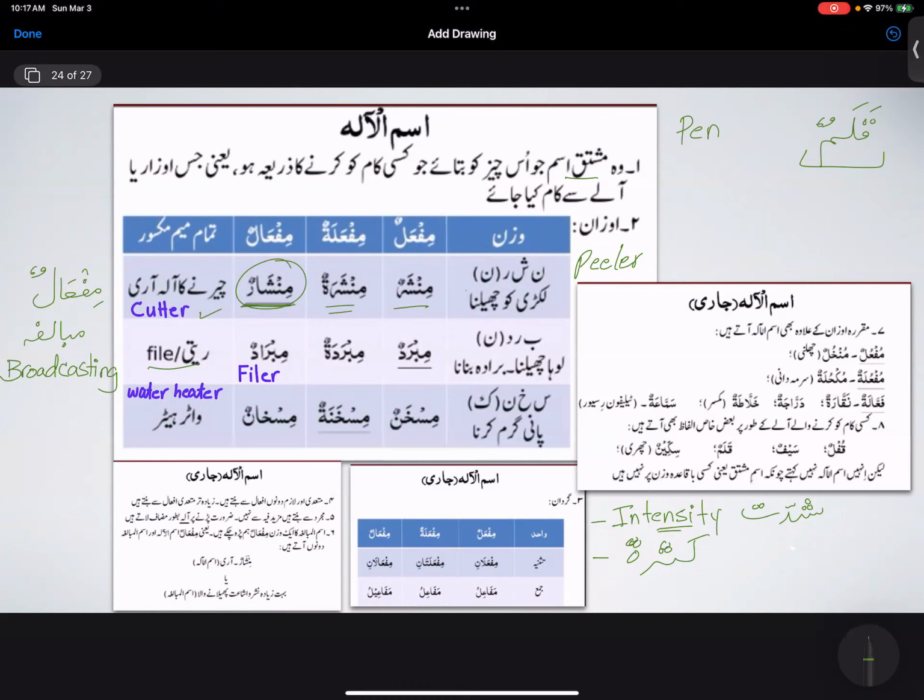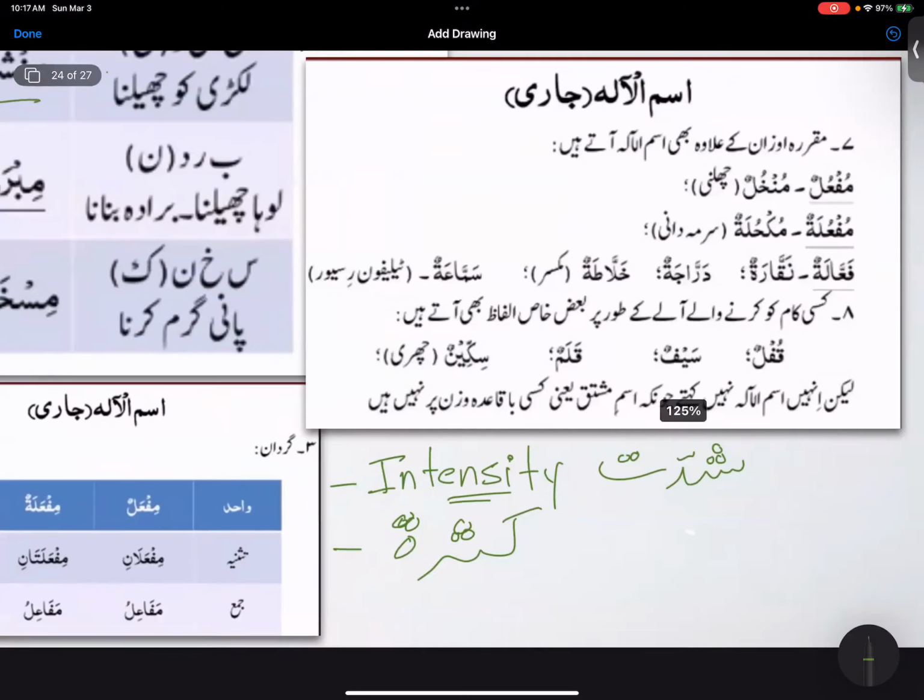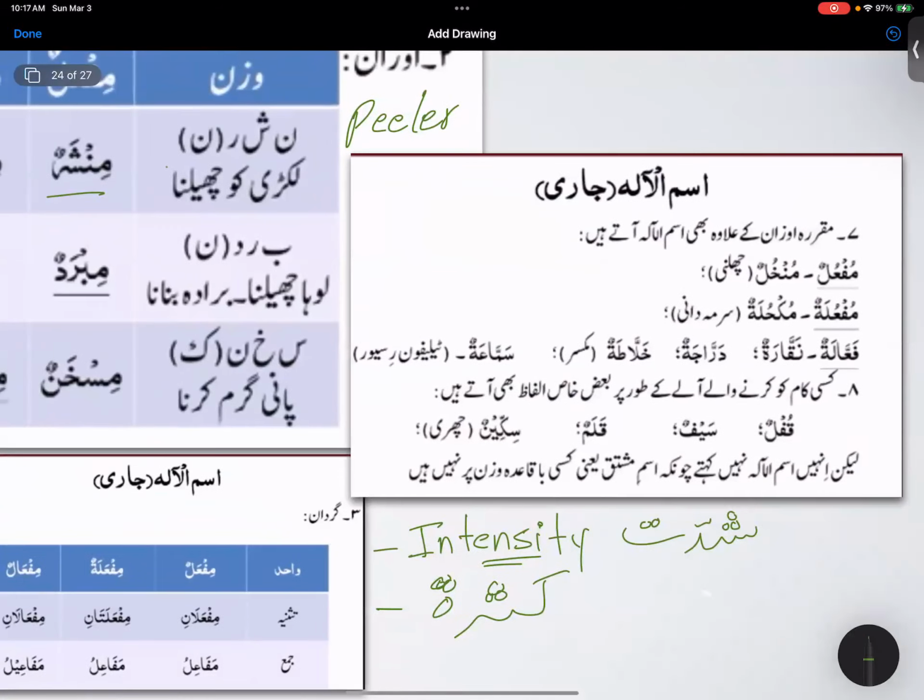So sakhana means to make water hot. And then what does it say here? So when it is muf'alun or munkhalun, do we have this pattern for ism ala? No, we don't have.